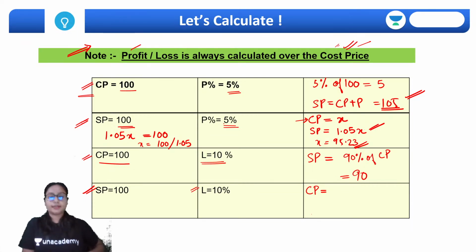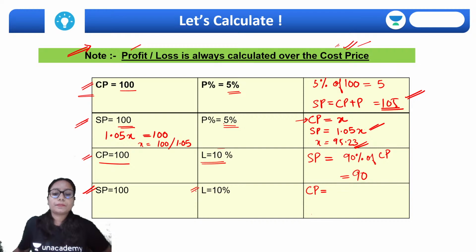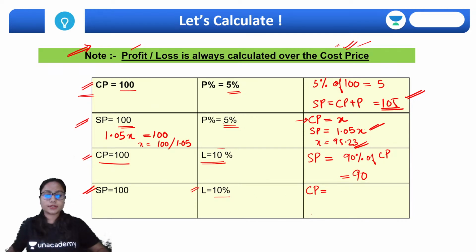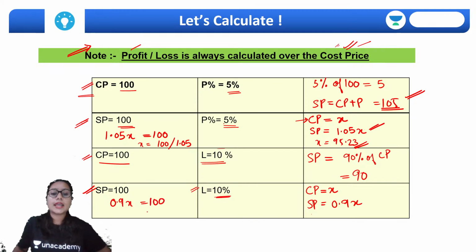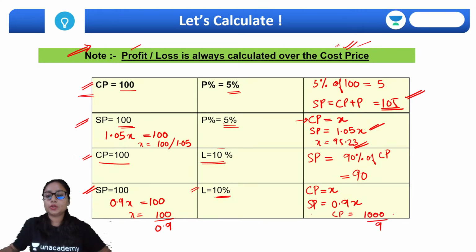Yes, let's see. So I said that loss is also calculated over the cost price. Okay, so let us take the cost price as X. And if cost price is X, it means that the selling price should be 0.9x because loss is 10%. Now this 0.9x is equal to 100. Hence X is equal to 100 upon 0.9. So the cost price will be equal to 1000 by 9. You will get 111.1. Alright.